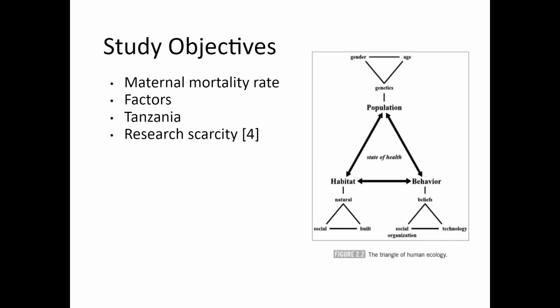Some of these fit into the human ecology triangle pretty easily. One example is education, which can fit in general into the behavior triangle. The distance between homes and hospitals can fit pretty easily into the built triangle of the habitat. The delivery place that the baby was delivered in could fit somewhat into social or behavioral. And clearly, the age of the mother would fit into the population triangle at age.